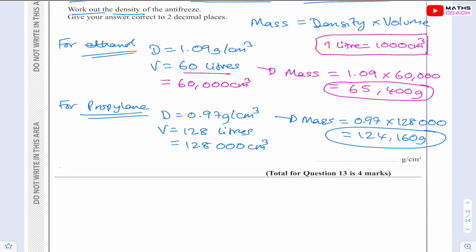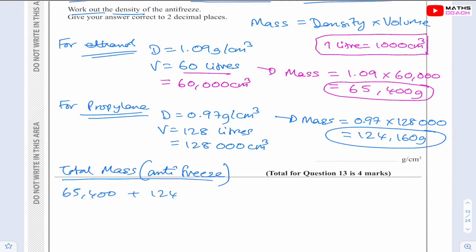So the total mass of the antifreeze would be adding up the mass of ethanol and propylene. So that's 65,400 plus 124,160, which gives us 189,560 grams. That's the mass of our antifreeze.